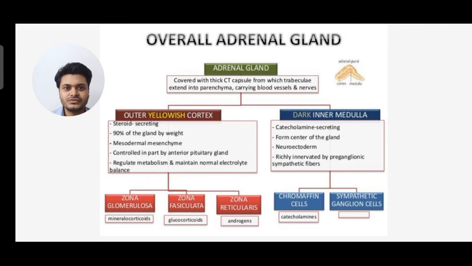From zona glomerulosa, mineralocorticoids are secreted. In zona fasciculata, there are glucocorticoids, and from zona reticularis, there are androgens. Inside the dark inner medulla, chromaffin cells and sympathetic ganglionic cells are present. The chromaffin cells secrete catecholamines.